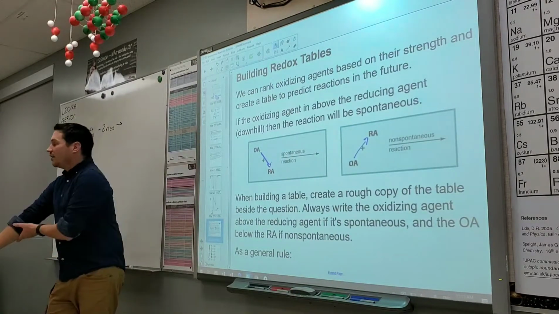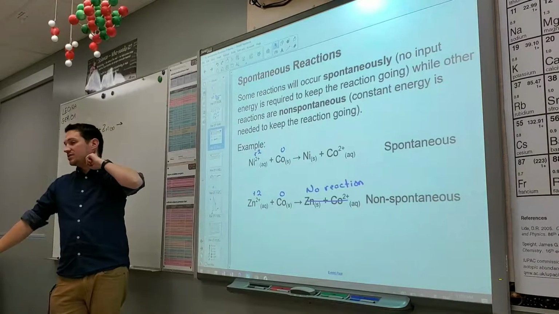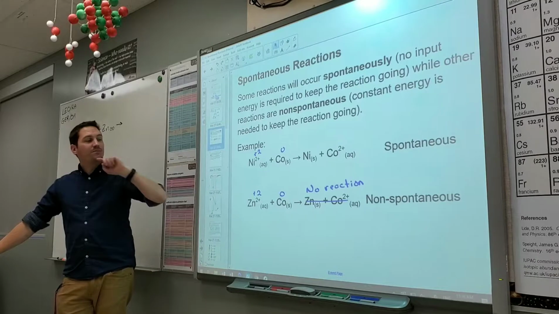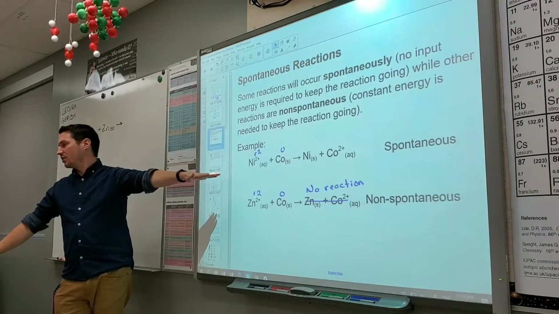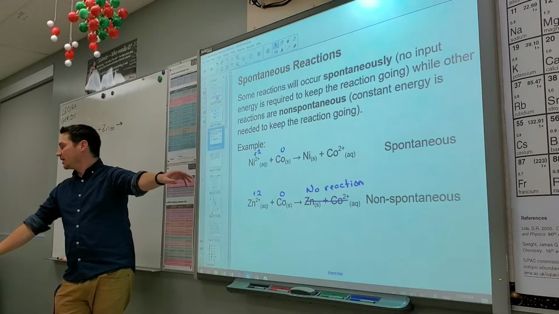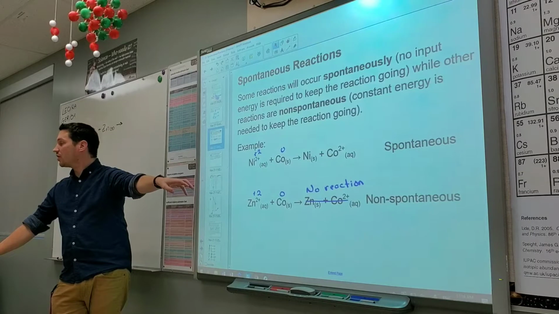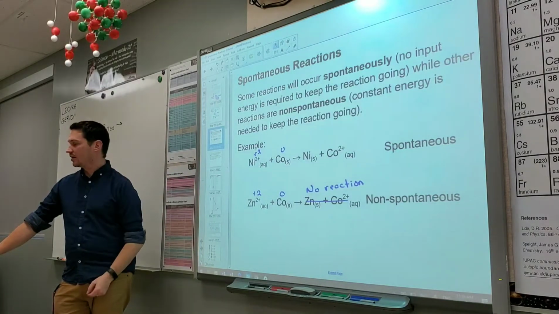Okay. Remember, there's a battle in these redox reactions. It's basically a tug of war for electrons. Something is trying to steal something else's electrons. It can either be successful at stealing the electrons or unsuccessful at stealing the electrons.